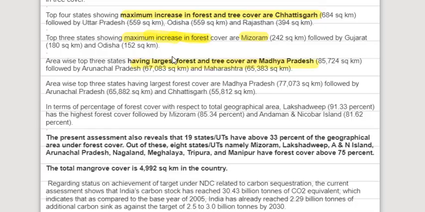Largest forest and tree cover is Madhya Pradesh. The top 3 states having the largest forest cover is also Madhya Pradesh. Either you talk about the largest forest and tree cover or largest forest cover, both is Madhya Pradesh.